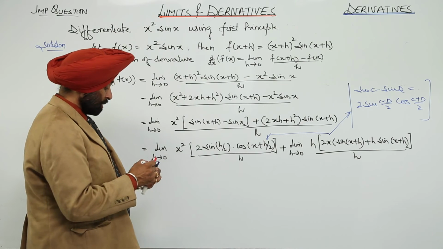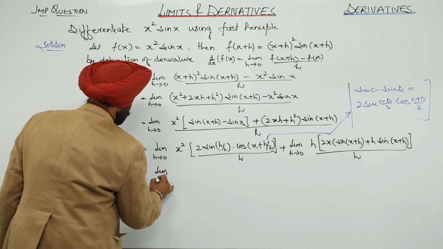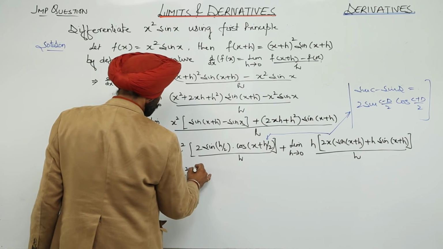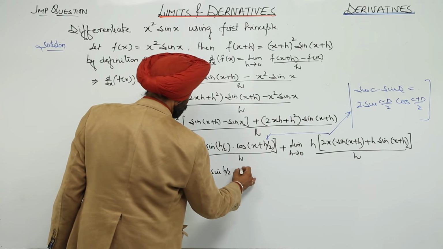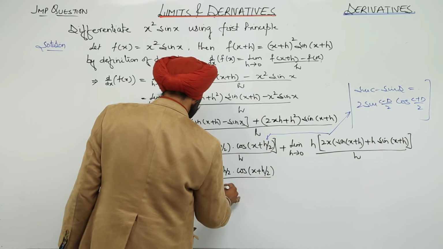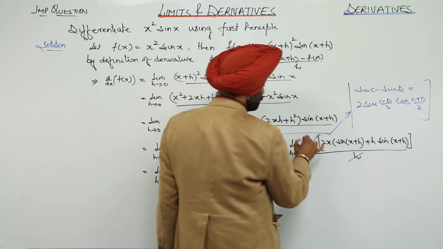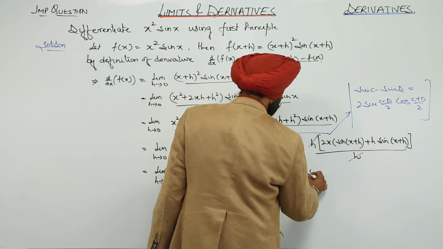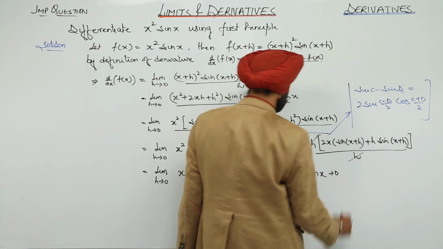Is it clear? Now limit h approaches to 0 x square with 2 sin h by 2 cos x plus h by 2 upon 2 times h by 2, plus, now this h and this h cancels, now h approaches to 0, so we are left with 2x sin x and this becomes 0 plus 0.